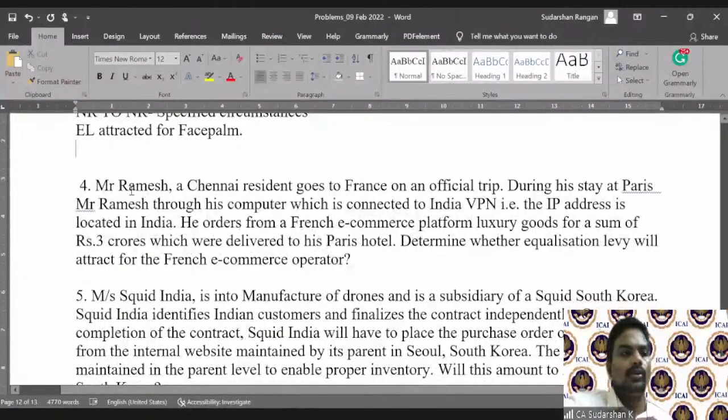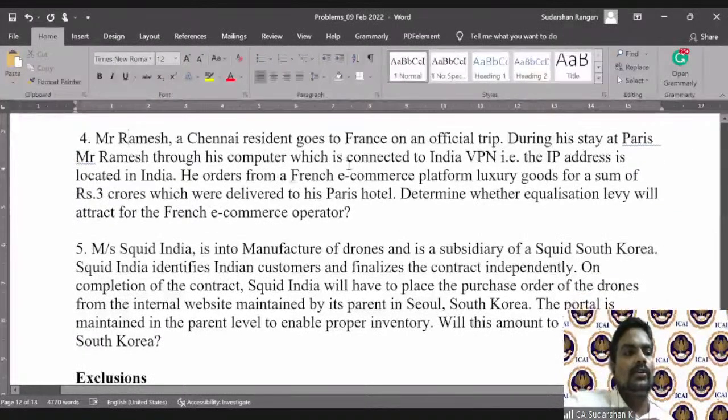Now let's look at question number 4. Mr. Ramesh, a Chennai resident, goes to France on an official trip. This particular question I wanted to showcase how wide the scope is. Mr. Ramesh, a Chennai resident, goes to France on an official trip, and during his stay at Paris, Mr. Ramesh, through his computer, which is connected to an India VPN, that is, the IP address is located in India, he orders from a French e-commerce platform luxury goods for a sum of rupees 3 crores, which were delivered to his Paris hotel. Determine whether equalization levy will attract for the French e-commerce operator.